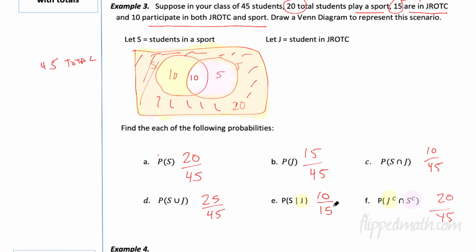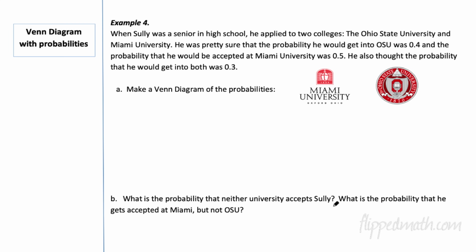Okay, so that's how we can use a Venn diagram. Let's try it when they give us probabilities. When Sully was a senior in high school, he applied to two colleges, the Ohio State University and Miami University, not in Florida. He was pretty sure that the probability to get into OSU was 0.4 and the probability to get into Miami was 0.5. He also thought the probability to get into both is 0.3. So let's make a Venn diagram. Let's make event A that he gets into Miami and event O that he gets into Ohio State.